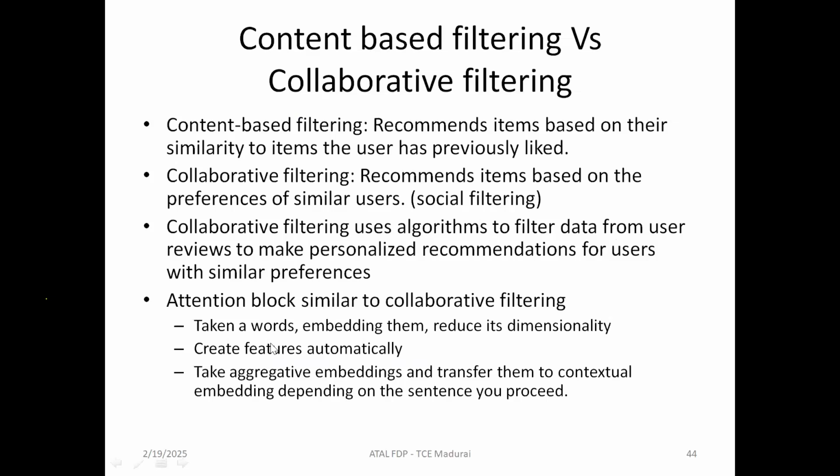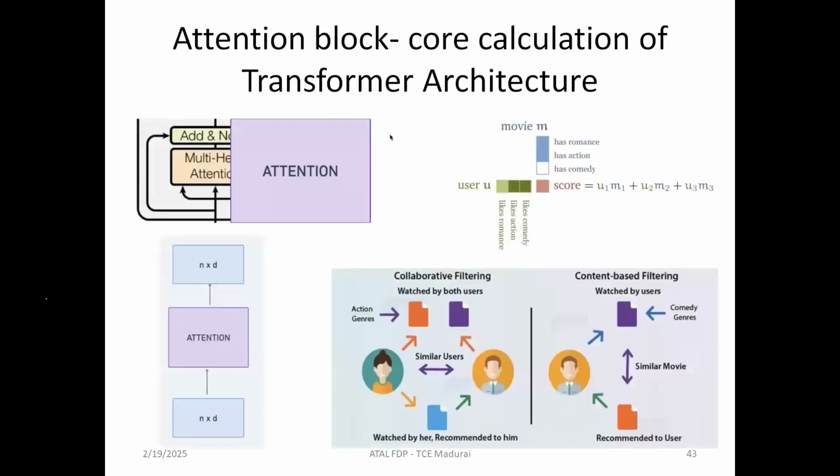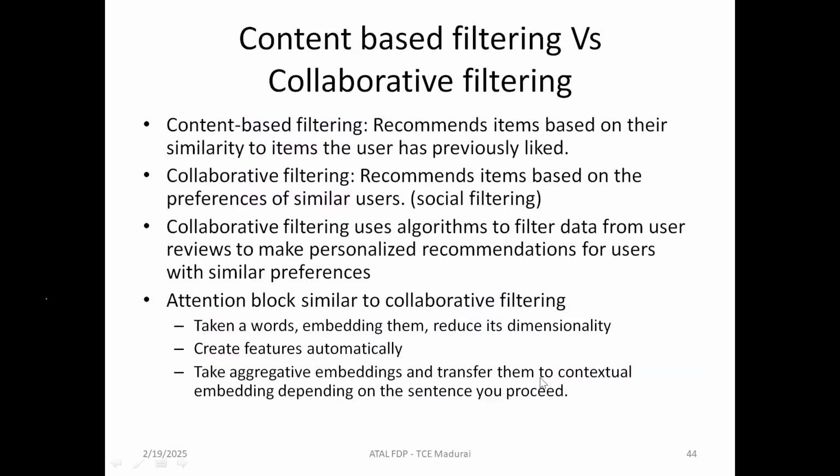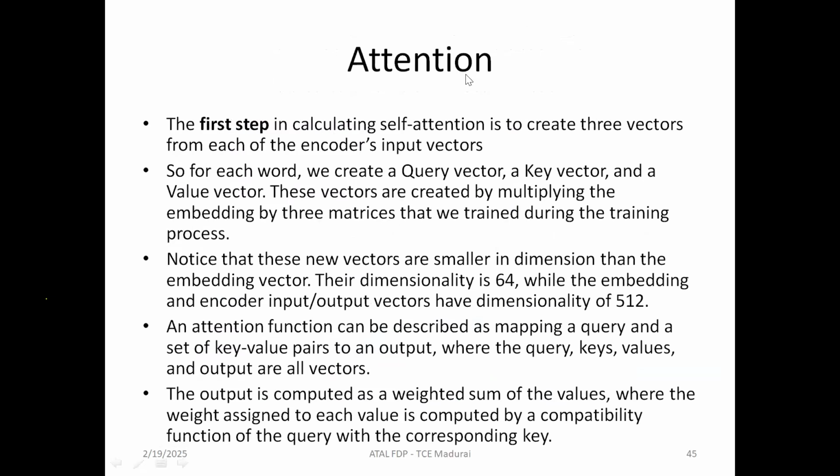It takes the words, embeds them, reduces their dimensionality, and creates the features automatically. So take the static embedding and transform it into a contextual embedding depending on the sentence you process. So here the attention module is making use of collaborative filtering. Okay.